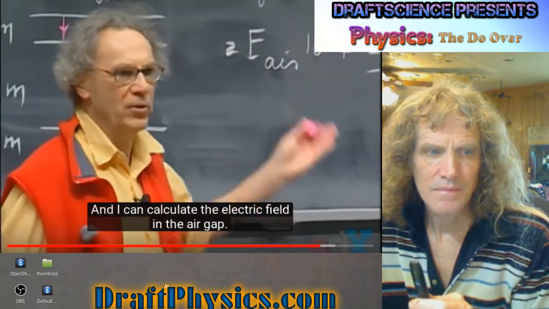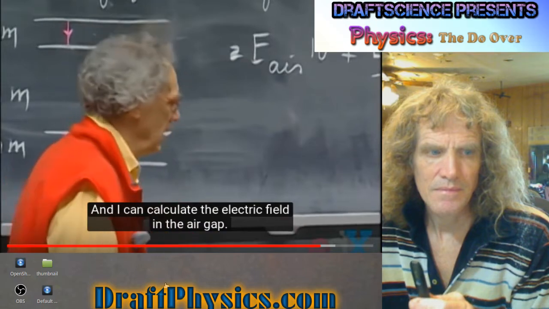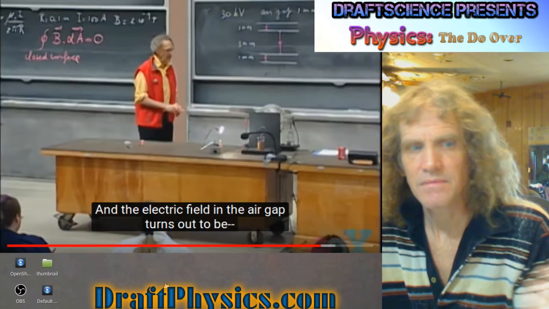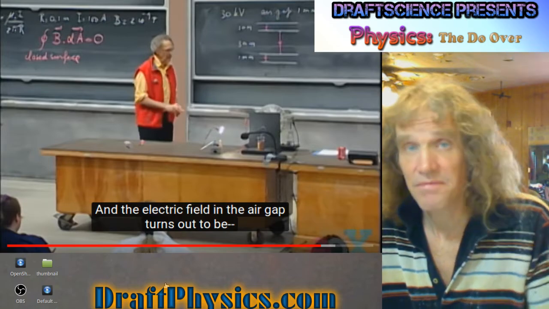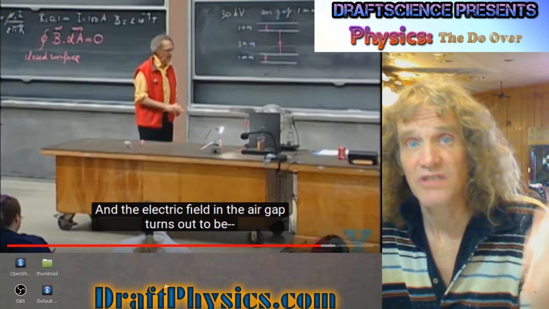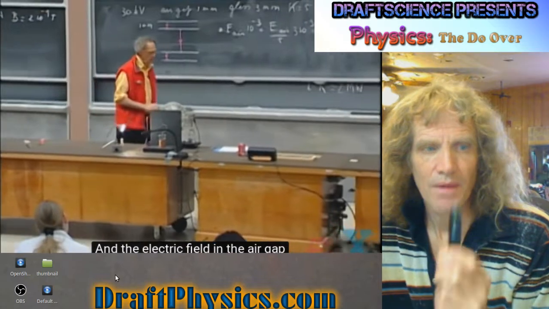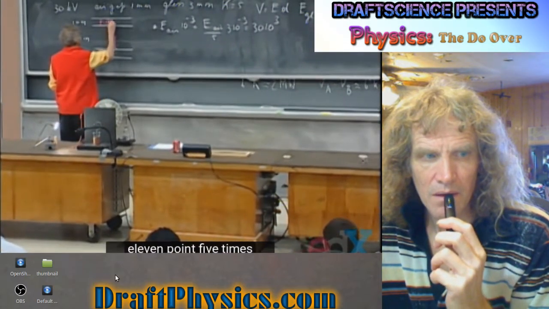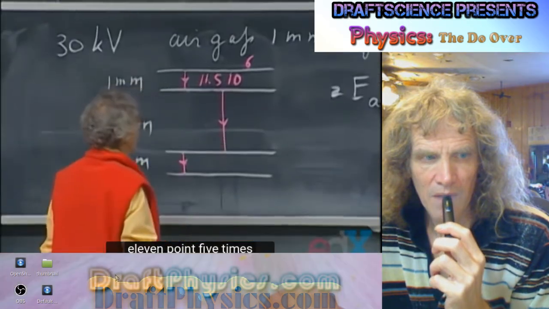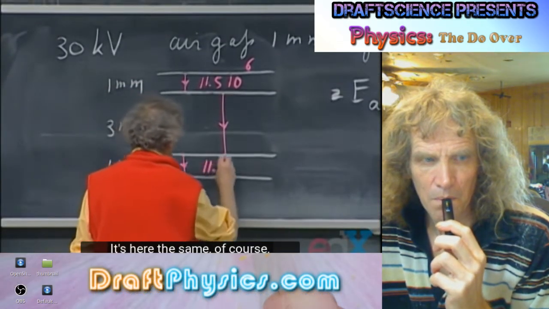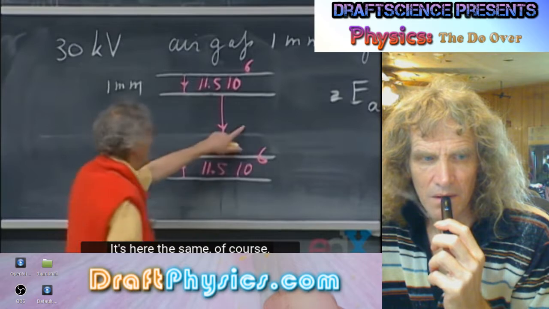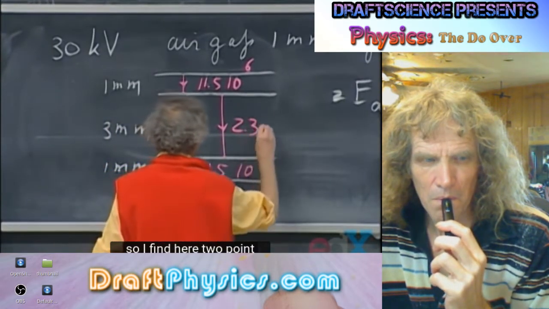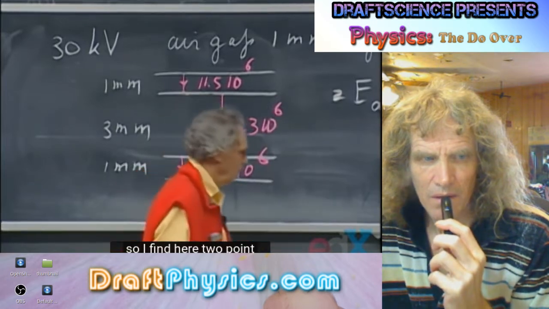And I can calculate the electric field in the air gap. So again, there is no millimeter of air gap. So this part is a little bit felonious. The electric field in the air gap turns out to be 11.5 times 10 to the 6 volts per meter. It's here the same, of course, 11.5 times 10 to the 6. And here it is 5 times smaller. So I find here 2.3 times 10 to the 6.